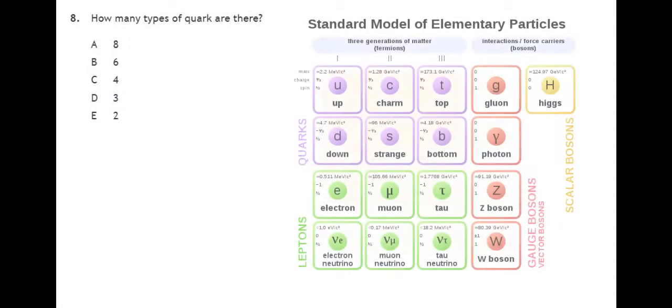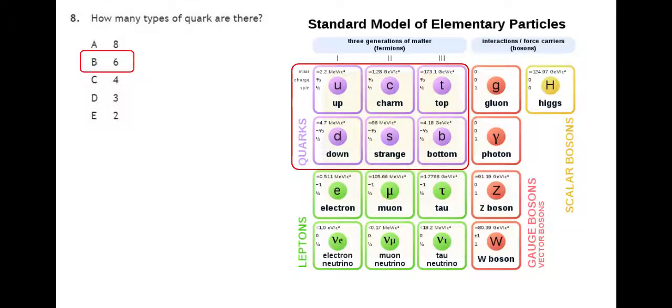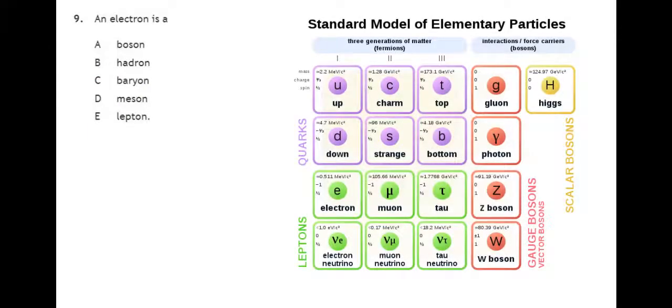Number 8. How many types of quark are there? Well, here's the standard model. And on the top left, you can see the quarks. There is the up, down, charm, strange, top and bottom, which makes 6. Number 9. An electron is a... Well, let's get the standard model back again. Look for electrons. There they are, bottom left, in amongst the leptons. Answer E.